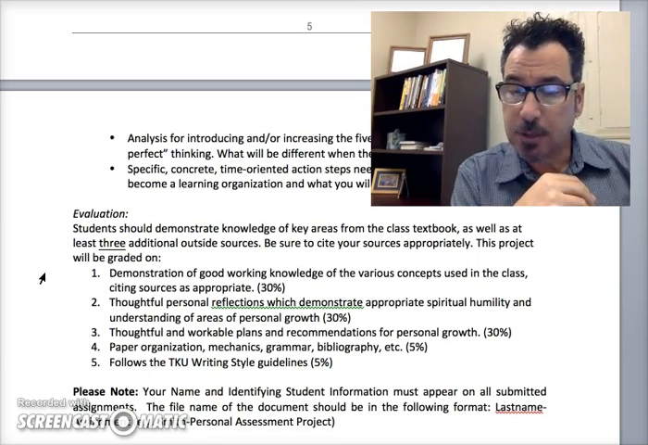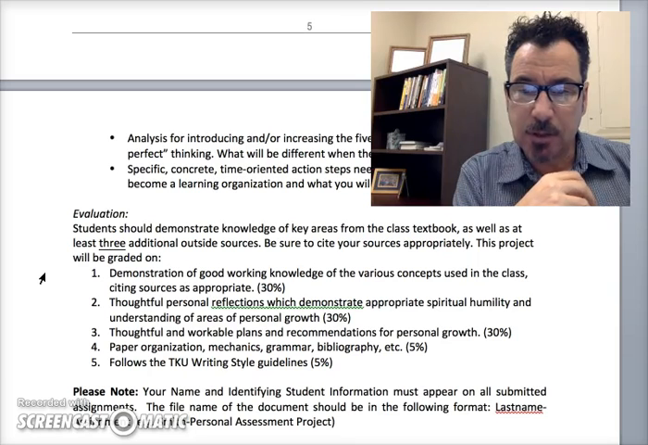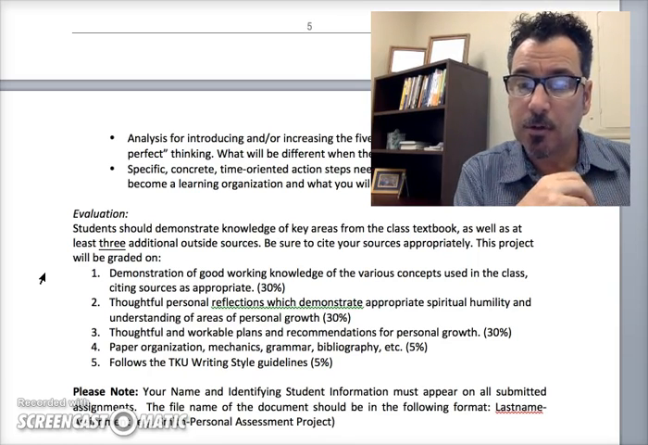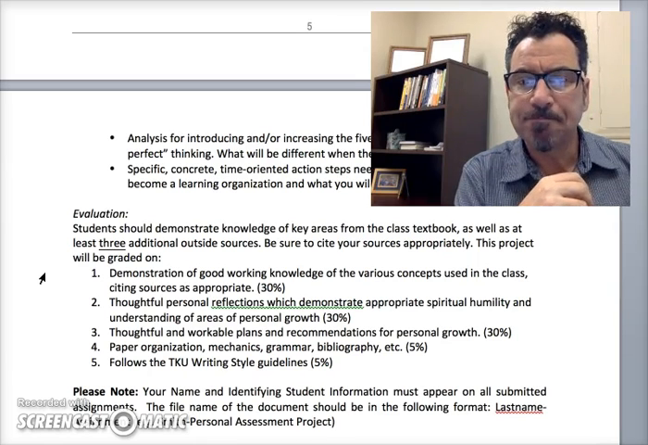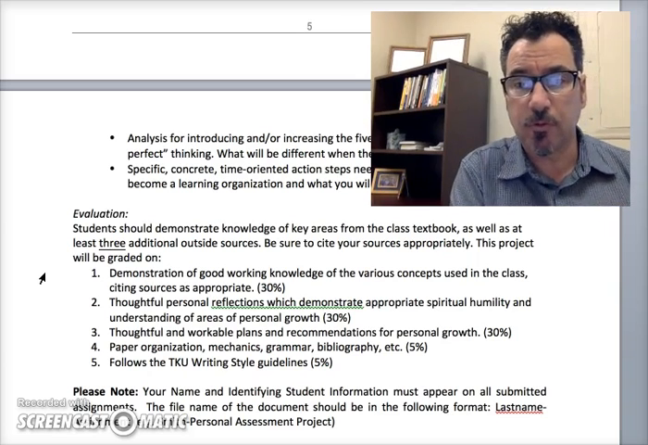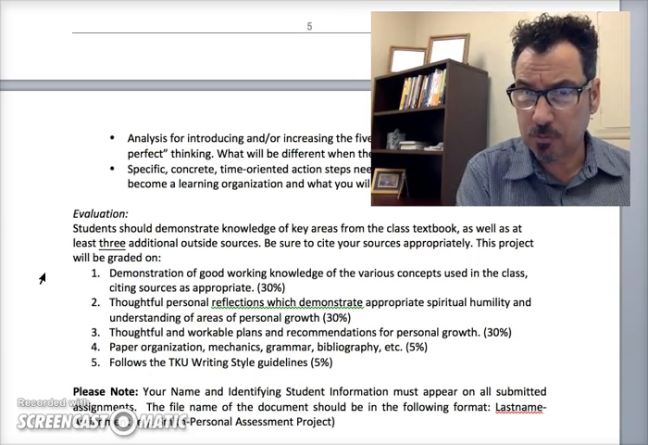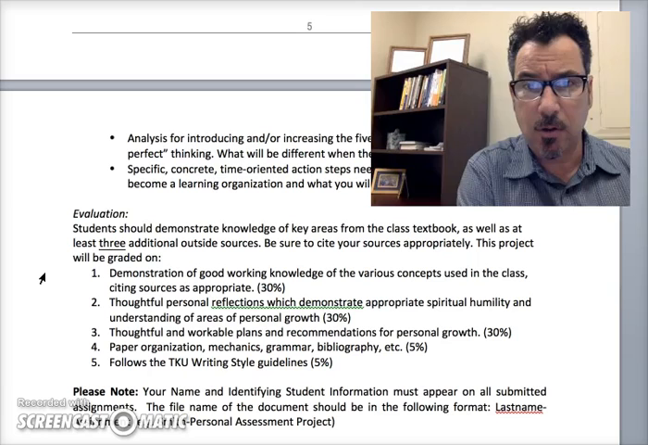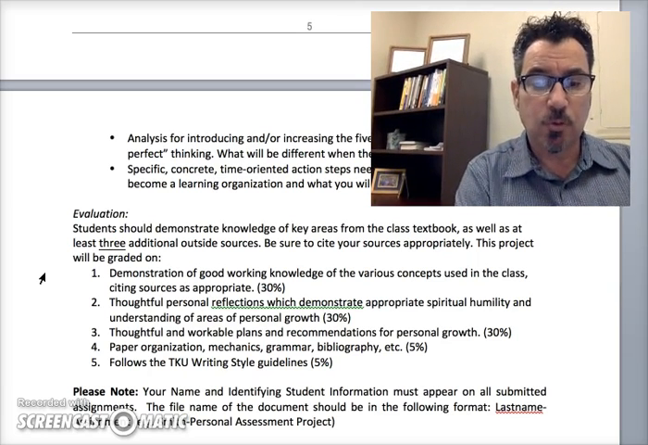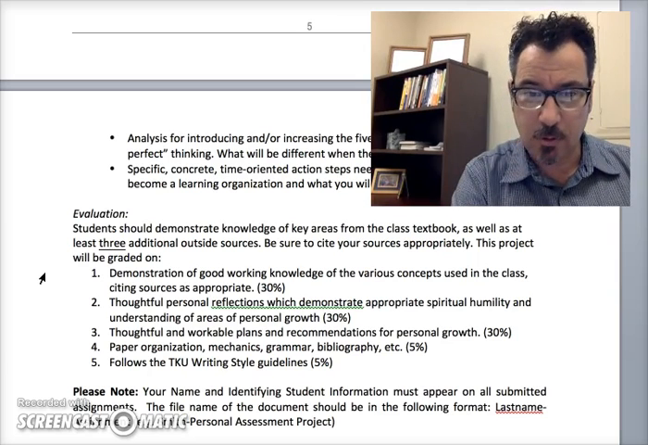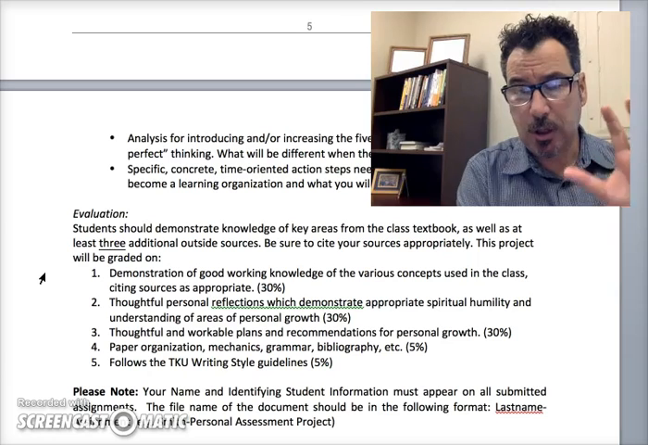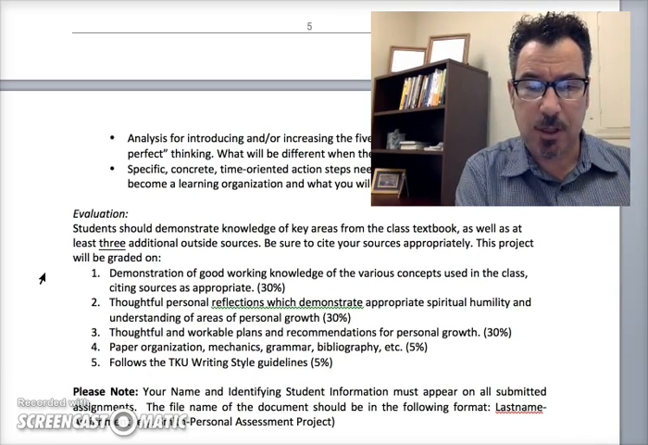Thoughtful personal reflections demonstrate appropriate spiritual humility and understanding areas of personal growth. Now, this paper is more about an organization as opposed to personal growth per se. Maybe talk about organizational growth, right? So certain humility, how you think that organization is going to grow. Thoughtful and workable plans and recommendations for personal growth. Again, this is probably more organizational growth. We talked about that. That should be a major section of your paper.